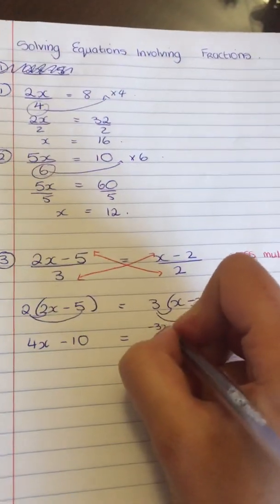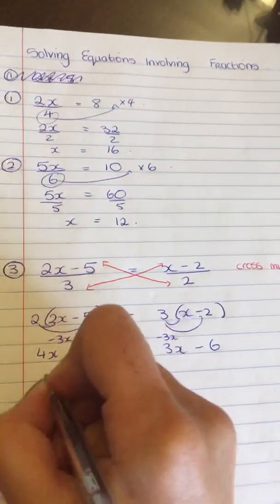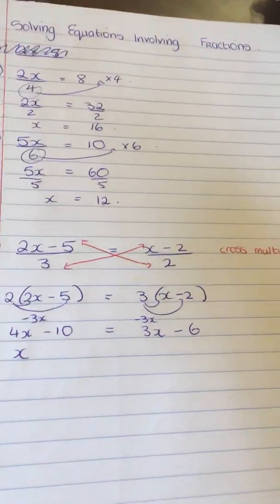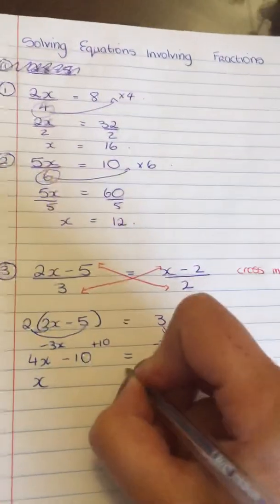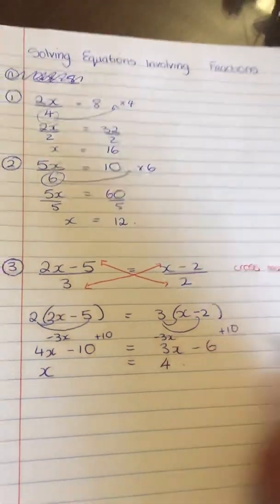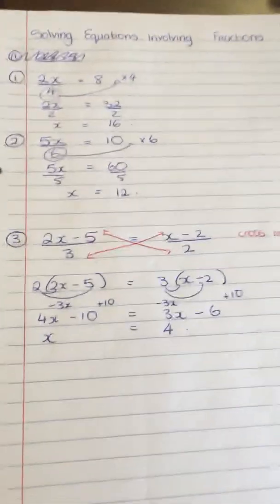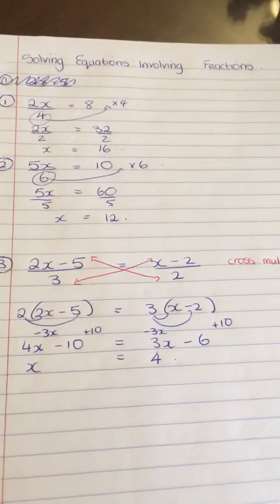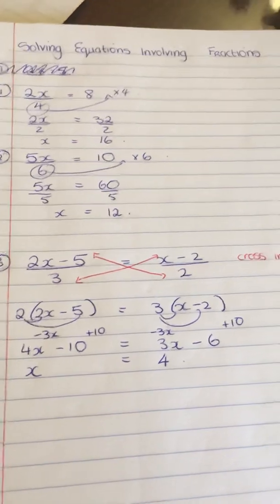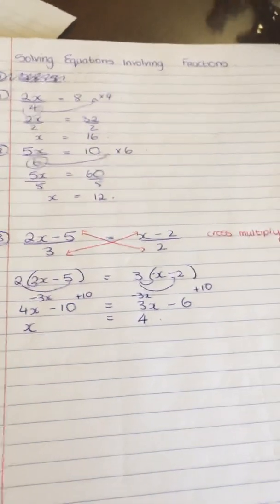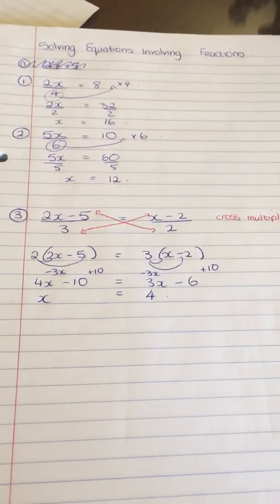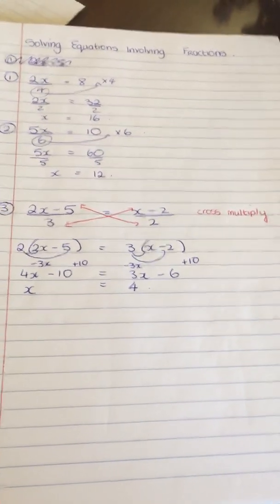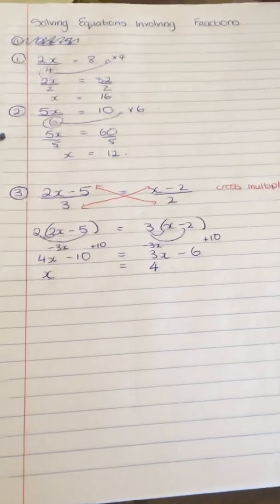Bring the 3x to the left. So 4x minus 3x is x. Bring the minus 10 over, it becomes plus 10. So 10 minus 6 would be 4. That's our answer to that one, x equals 4. Actually they're not bad at all. We can get rid of the fractions very easily by cross multiplying, and then it's just like any other equation that we've solved.